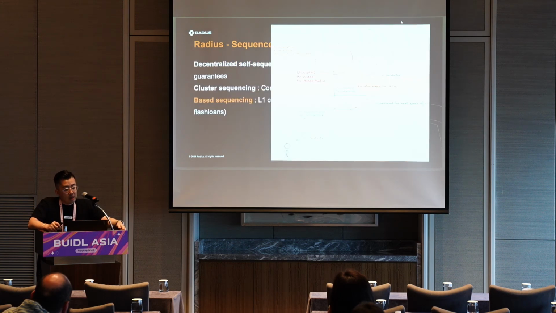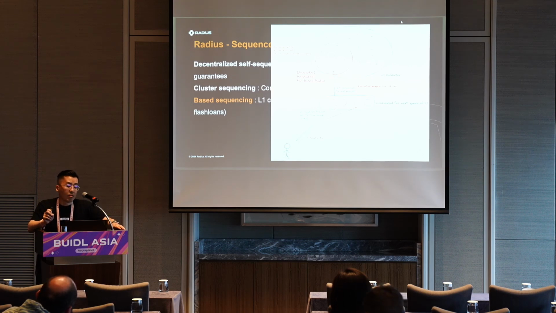Another one is based sequencing. It's kind of a new one. I hope you've heard of it. Usually the existing layer 2s have their own sequencers, but the problem is that when we want composability between two rollups, there needs to be some way to have economic alignment between layer 2s and also layer 1 as well.